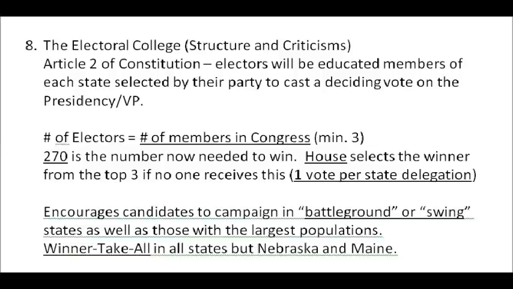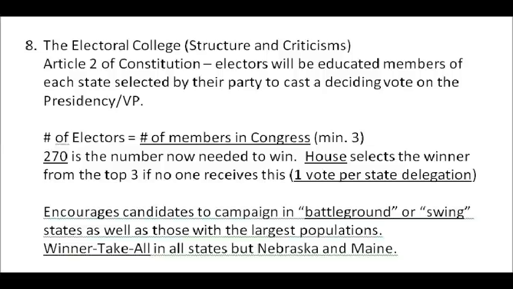The Constitution specifies that if no candidate receives the 270 needed to win, the House of Representatives is to select the winner from the top 3 vote-getters, and each state would receive 1 vote per delegation. This system has encouraged candidates to spend most of their time campaigning in what is known as battleground or swing states. Those, of course, are states in which the registered number of Republicans is relatively equal to the registered number of Democrats. It also makes them concentrate on states with the largest populations.